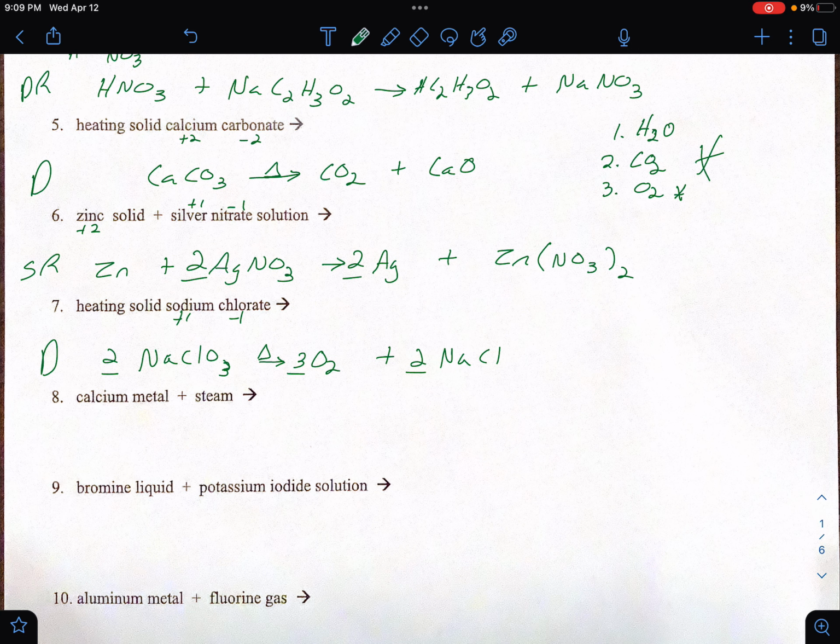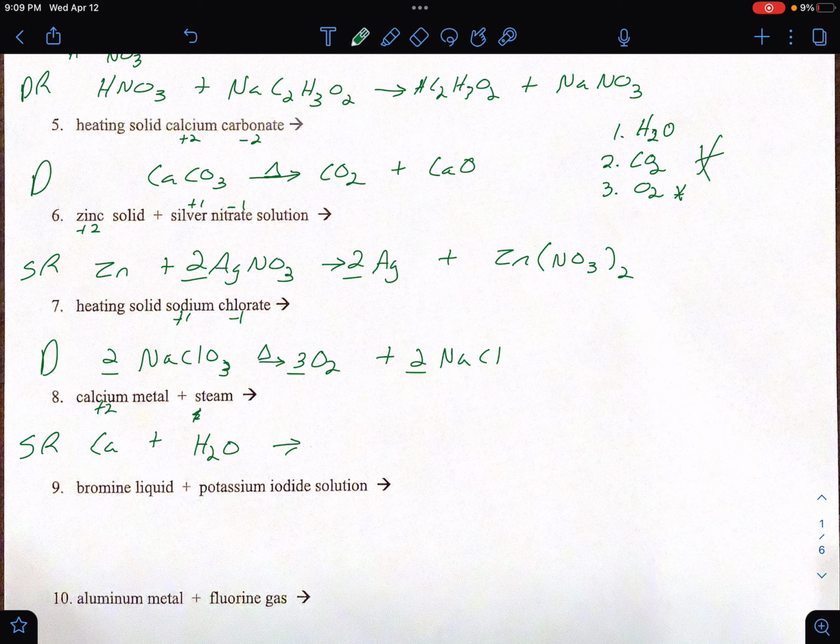Number 8, calcium metal. So calcium is Ca. It's a +2. Plus steam. Steam is just H2O, but it's just in the gas form. Okay, so I don't even have to really put anything there. I'm just going to put H2O. Now, you've got something alone. Okay, so calcium is going to go and try to replace hydrogen. This is a single replacement. Okay, so it is not synthesis.